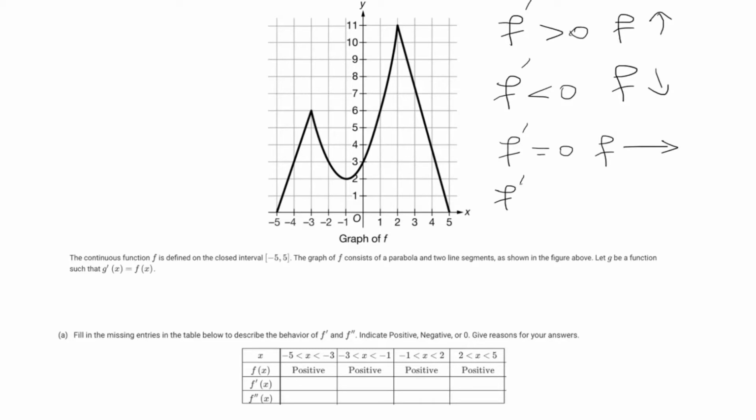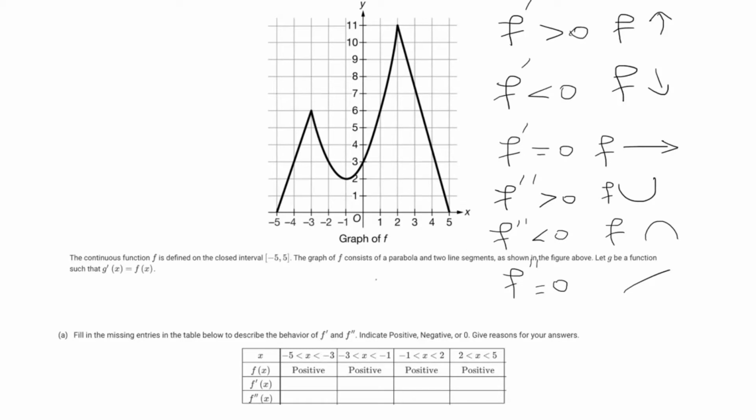Now the second derivative, if that is positive, we know it's concave up. That is, f is concave up. If it's negative, f is concave down. And if it's zero, it's just a straight line.